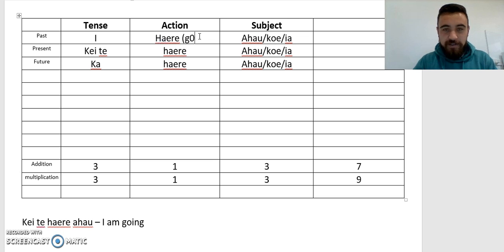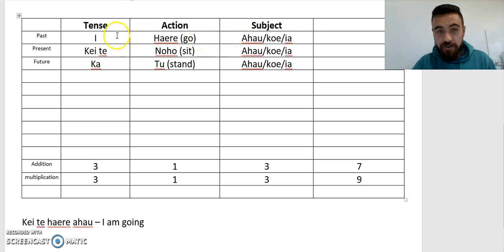So haere, I'll just say means to go. I'm going to delete this one, and I'm going to write noho, which means to sit. And here I'm going to write tu, which means stand. So I could say I haere aho, kei te haere aho, ka haere aho, I haere koe, kei te haere koe, ka haere koe. Or kei te haere koe. So now I'm getting confused with it all.